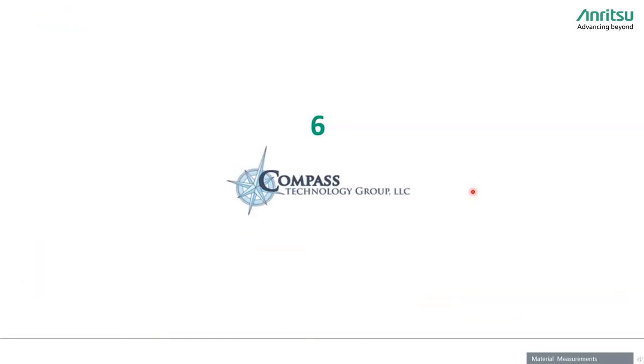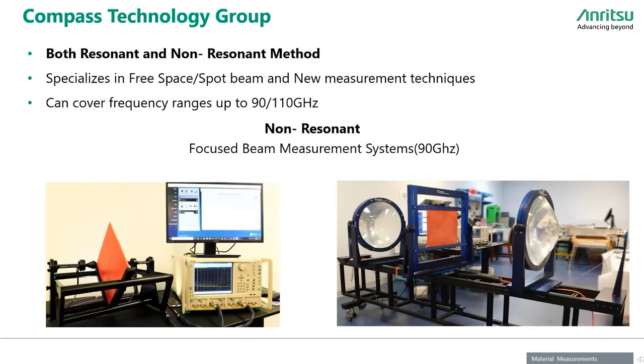The sixth we have is Compass Technology. Now, Compass Technology is working in both resonant-based and non-resonance-based methods, and specializes in free space and spot beam. That's their specialty, and they have introduced some new measurement techniques as well. The frequency coverage for Compass is that they support up to 90 or 110 gigahertz.